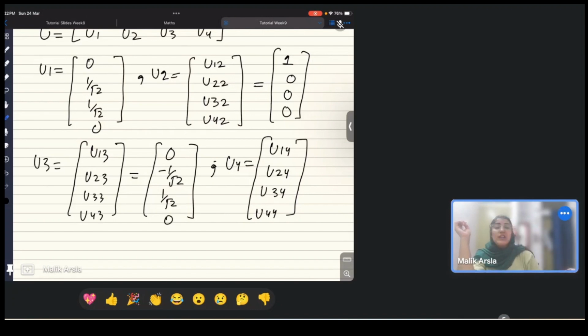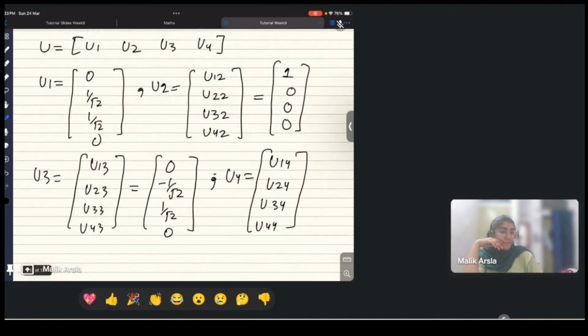Now the other three equations, where will we get them from? Anyone? We have done it before, many times. Kavita, where will we get the other three equations? Because we have four variables here. One equation we are getting from this, that this has to be a unit vector and its magnitude will be equal to 1. Where will we get the other three equations?